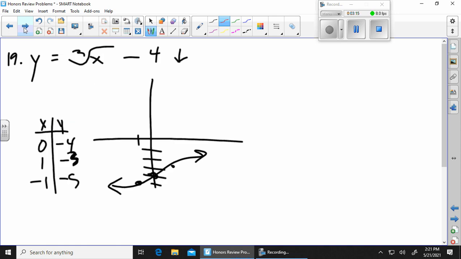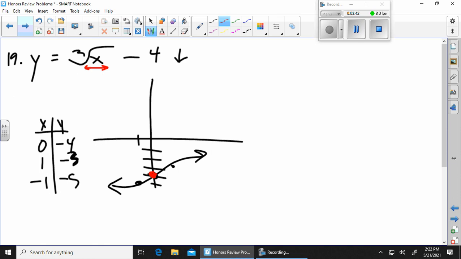19 is an Egyptian, the cube root. I'm not going anywhere right or left because there's nothing in the radical. I'm going down 4. So that gave me 0, negative 4. The Egyptian goes both ways. So I did 1 bigger, 1 smaller, and I have that Egyptian-looking graph.